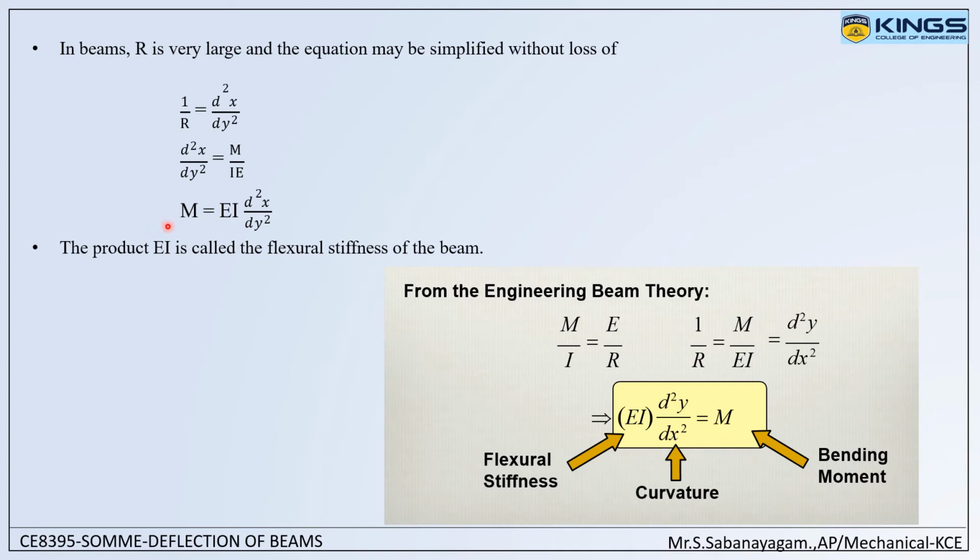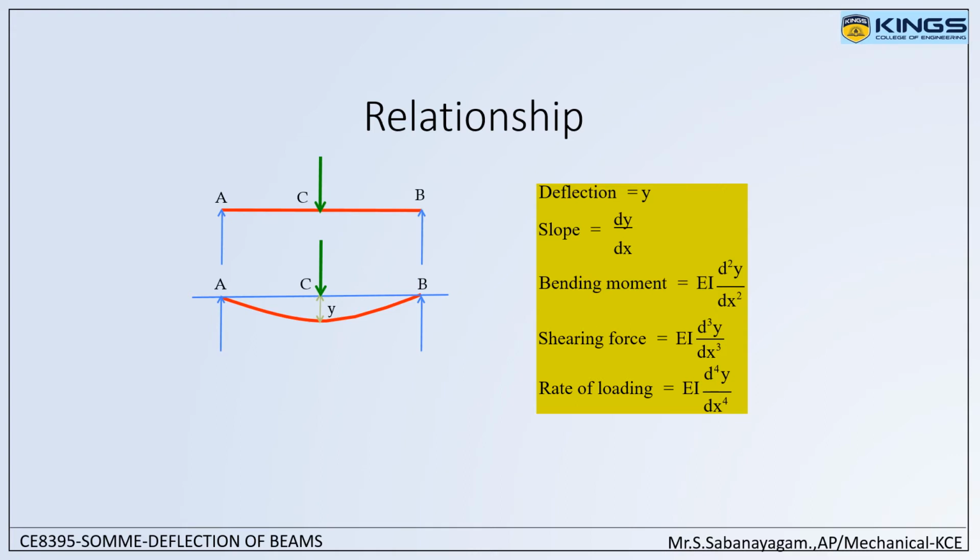And so bending moment M will become EI d square y by dx square. So M is the bending moment, EI is the flexural stiffness, and d square y by dx square is the curvature, right? These are all the parameters from this engineering beam theory. So what are the relationships between this slope, deflection, shearing force, etc.?